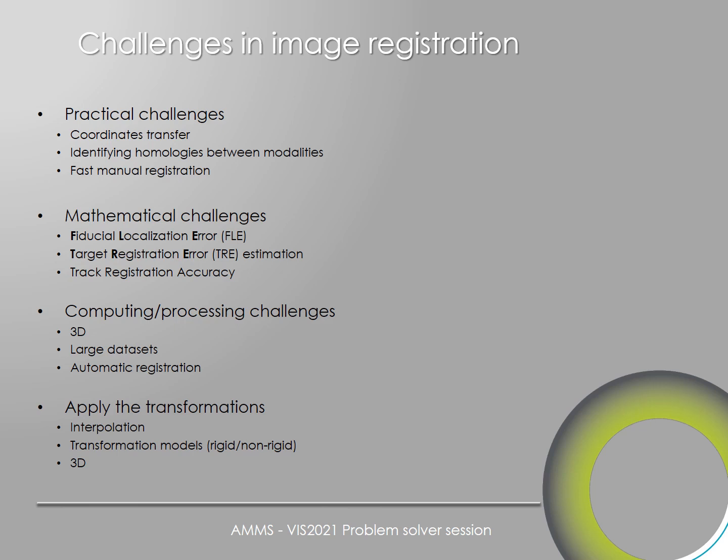There are also some challenges about the computing and the processing. 2D registration is rather easygoing with any computer. But as soon as you go to large data sets or 3D data sets, it becomes complicated, and automatic registration is also a significant challenge in image processing. And last but not least, you have to apply the transformations you've calculated, and you can have multiple ways of doing that. You have the question of interpolation of your data so that they match each other's resolution, or you have the transformation of the models. And finally, applying the transformation in 3D is not that straightforward.